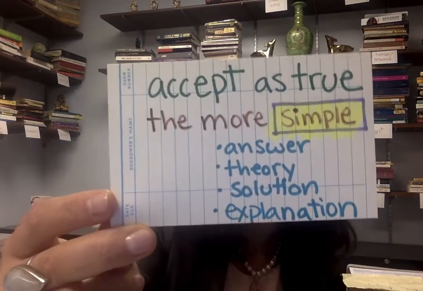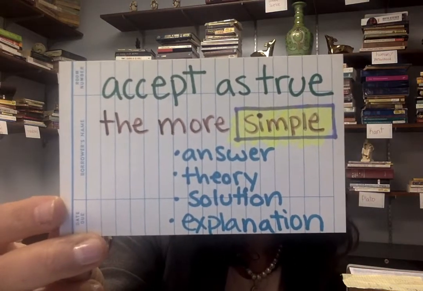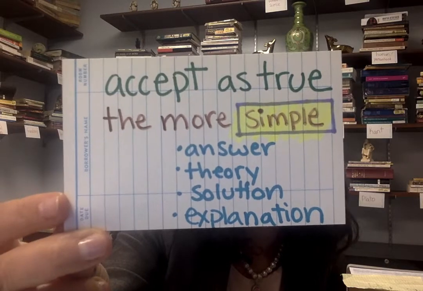Now, notice that it's not telling us that the shortest way possible or the fewest steps possible or the fewest assumptions possible gets you to the truth. It's just that we're going to value simplicity. So you should accept as true the more simple answer, theory, solution, explanation, etc. It's not saying that it's actually true, but that valuing simplicity, it's the better theory, etc.